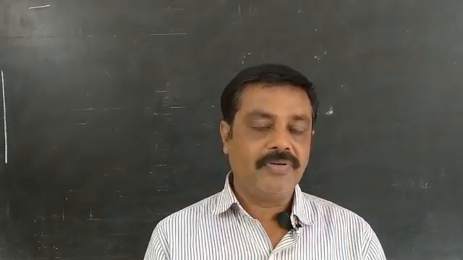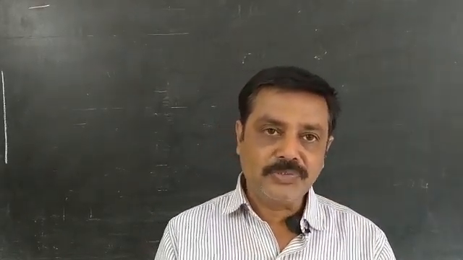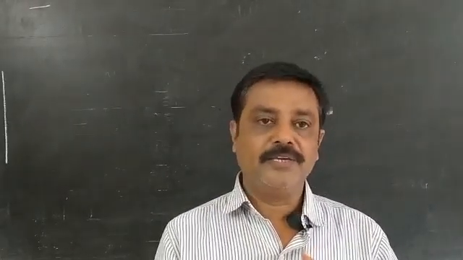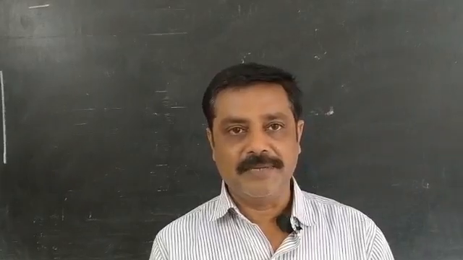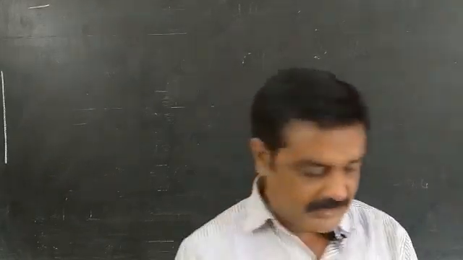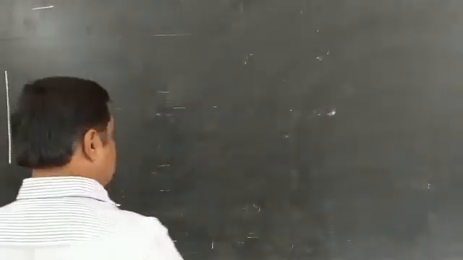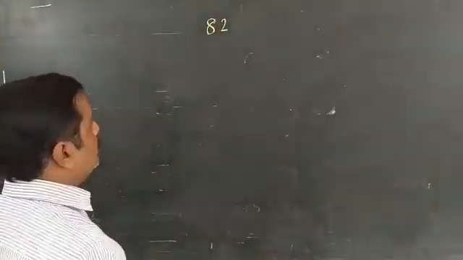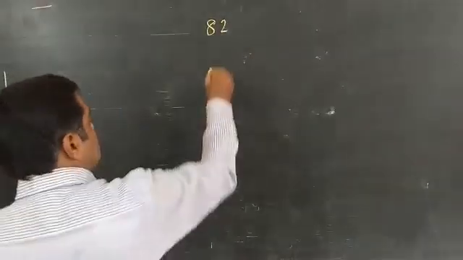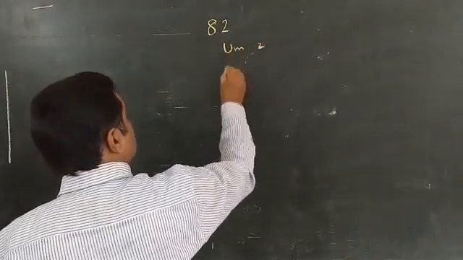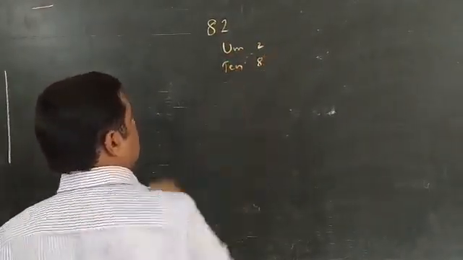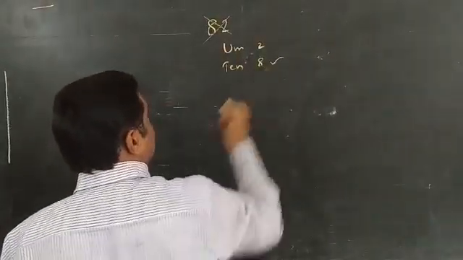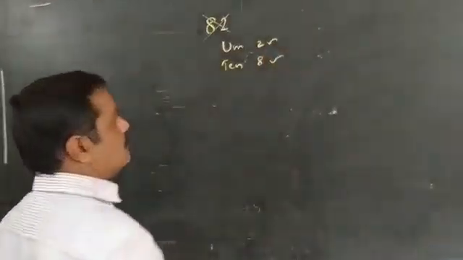We are discussing digit numbers. A two-digit number means there is a units place and a tens place. Is it clear? See one example: 82. In the units place 2 is there and in the tens place 8 is there. So tens place is 8, units place is 2.